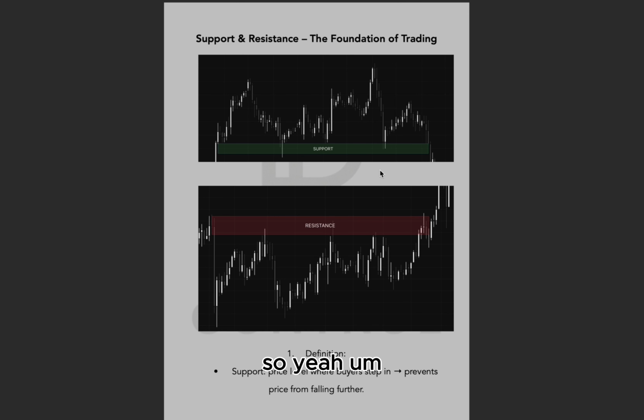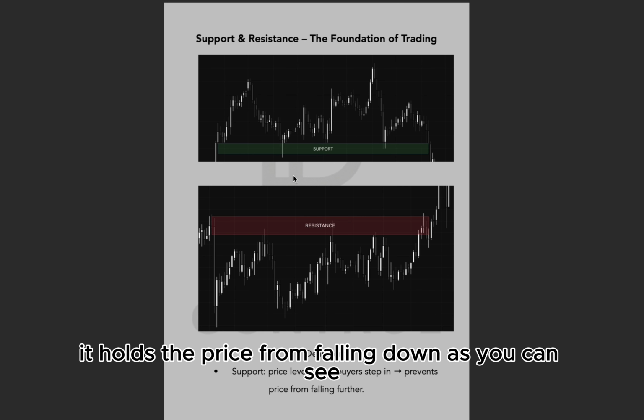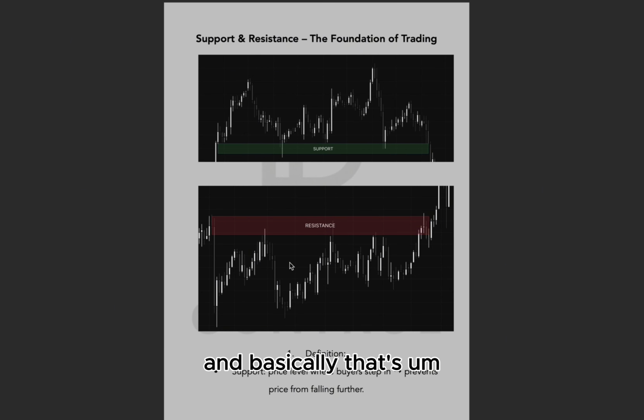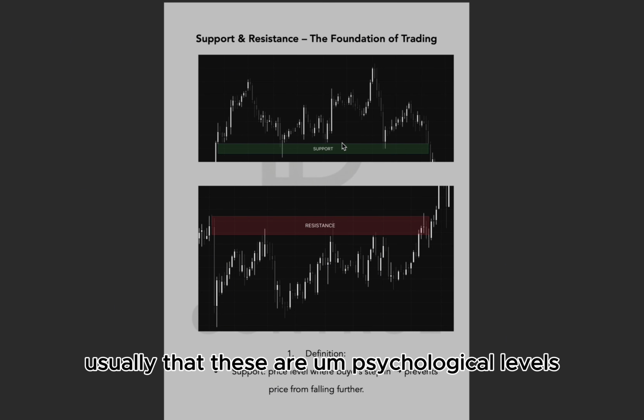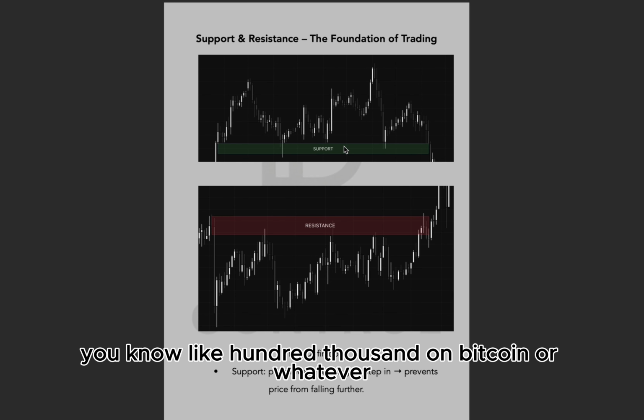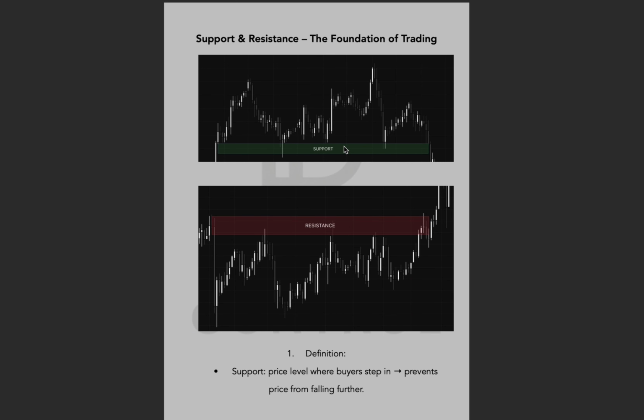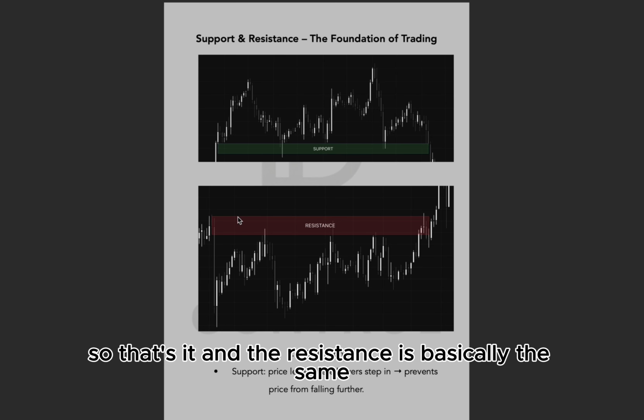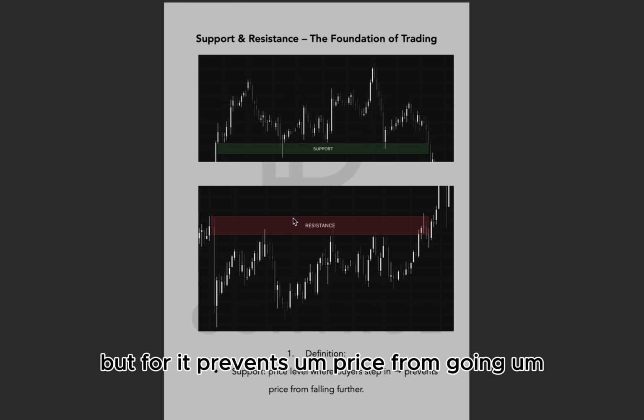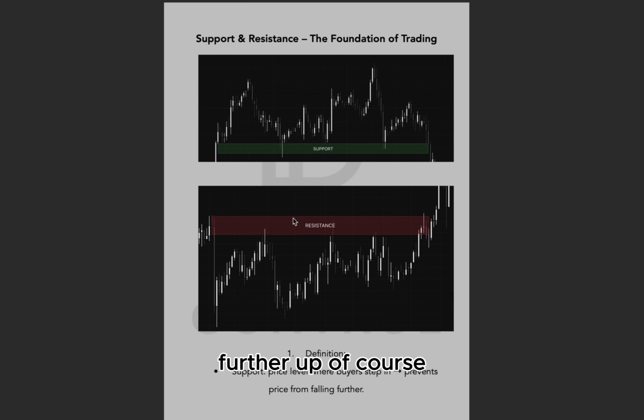So as you can see, it supports, it holds the price from falling down. And usually these are psychological levels, like 100,000 on Bitcoin or whatever. And the resistance is basically the same, but it prevents price from going further up, of course.